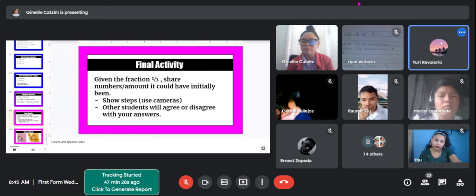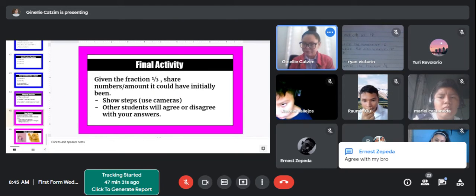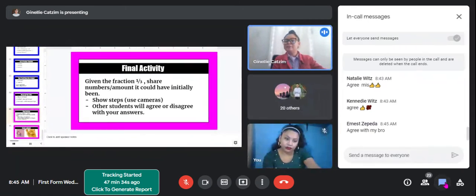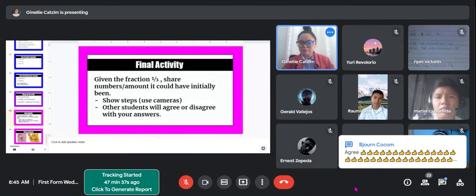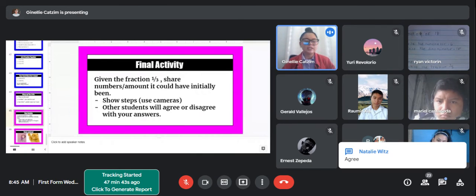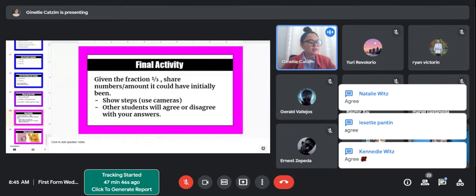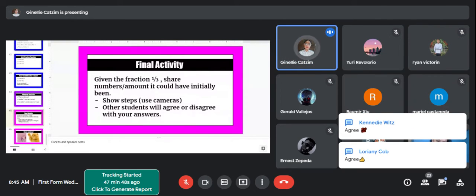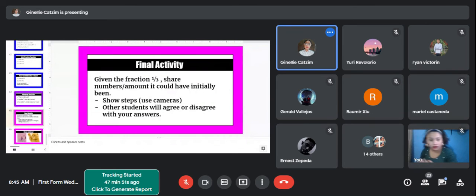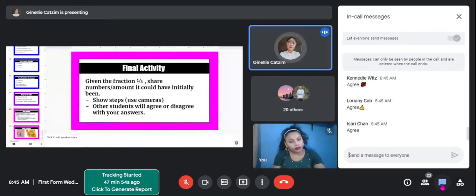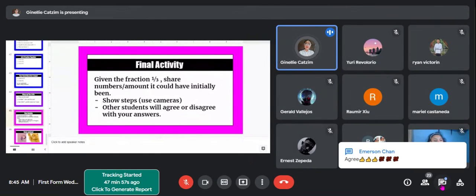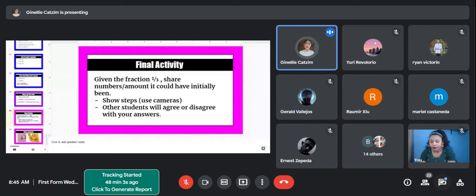Miss, I agree too. Agree, says Yuri. Agree, says Ernest. Jordan agrees too. Natalie, Lisette, Kennedy, Loriani. Okay, so they agree with you. I do not see any disagree, so I think everybody's agreeing. Emerson. Okay, so in fact, this is correct too. Thank you for sharing, Ryan and Ernest.